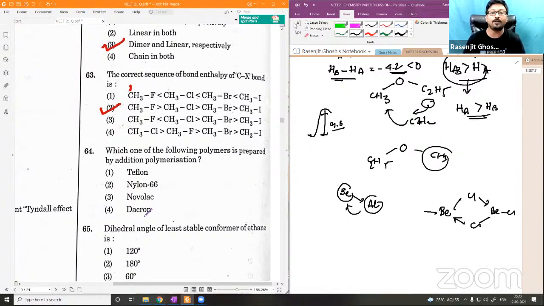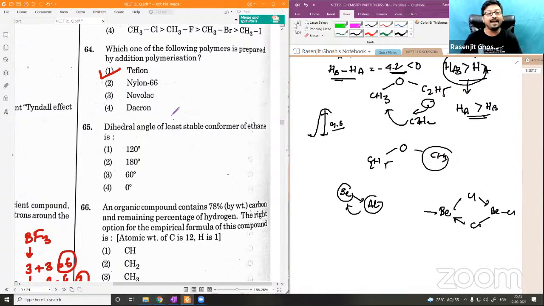Now, which of the following polymers is prepared by addition polymerization? Now, addition polymerization is basically the polymerization which happens via radical reactions. And definitely the answer will be Teflon. No doubt, the answer will be Teflon.